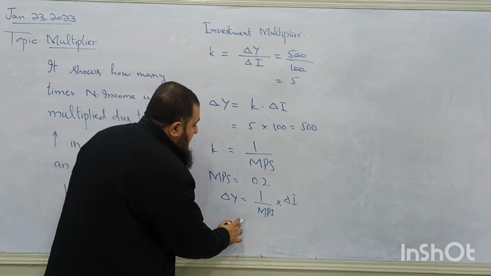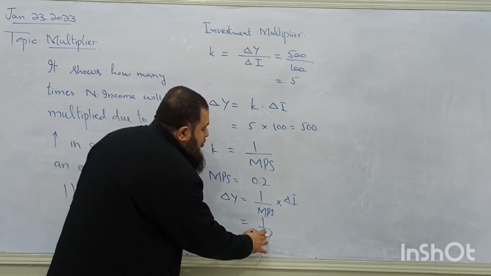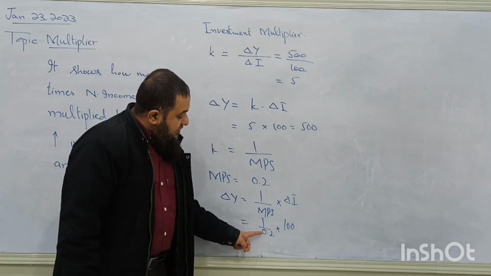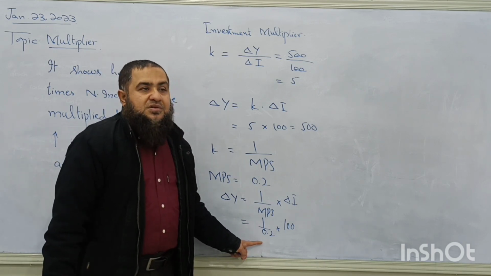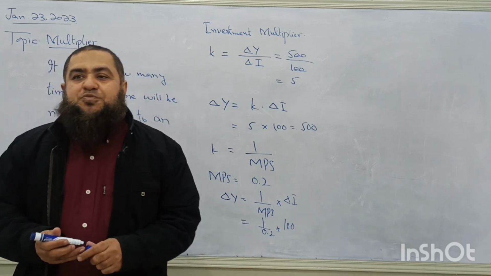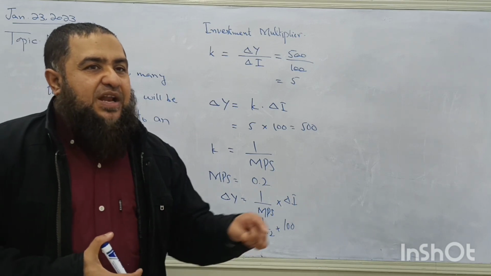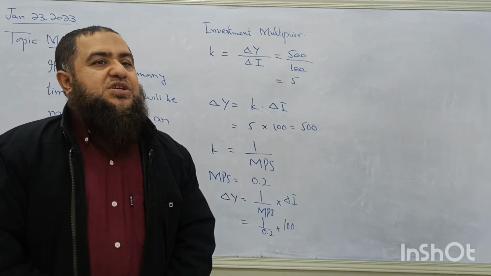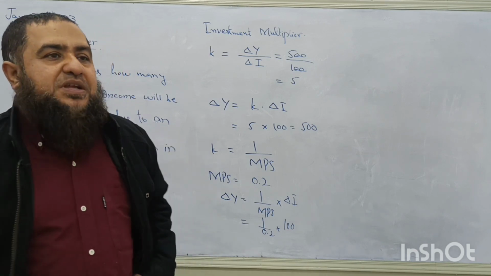If MPS value is 0.2 and investment is 100, what is the answer? 1 over 0.2? 5? Alvina? So if MPS value is 0.2, the multiplier value will be 5. And if MPS value is 0.1, what does it mean?